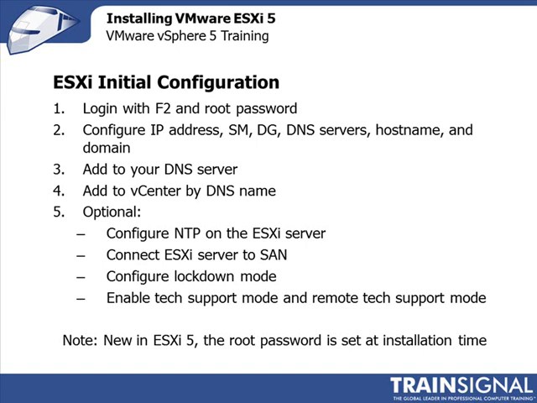Optionally, you can configure NTP on the ESXi server, connect the ESXi server to a SAN, configure lockdown mode, enable tech support mode, and even remote tech support mode. The optional steps listed in number 5 are all things that we'll be performing throughout the course in future lessons. In this lesson, I'll log into the ESXi server, configure the static IP address, and then I'll show you how to enable a couple of things like tech support mode and remote tech support mode that can be used in future lessons, where I'll show you how to configure an ESXi server from the command line.